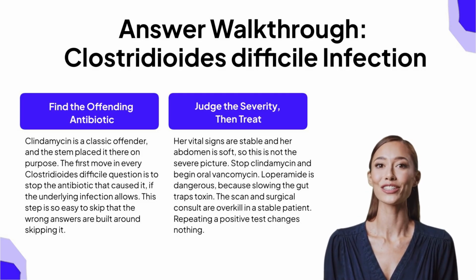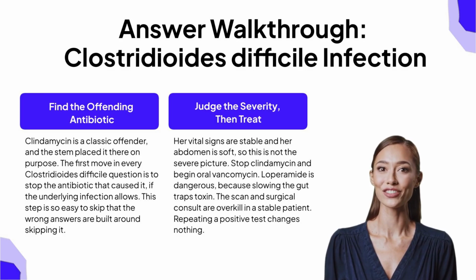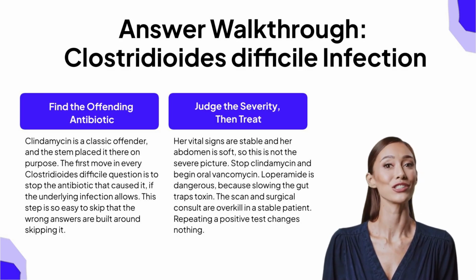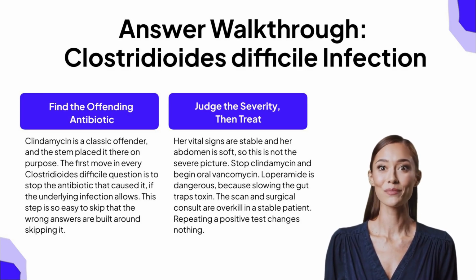Second, judge severity before treating. Her vital signs are stable. Her abdomen is soft. Her laboratory values are only mildly abnormal. That is not the severe or fulminant picture. So stop clindamycin and begin oral vancomycin.